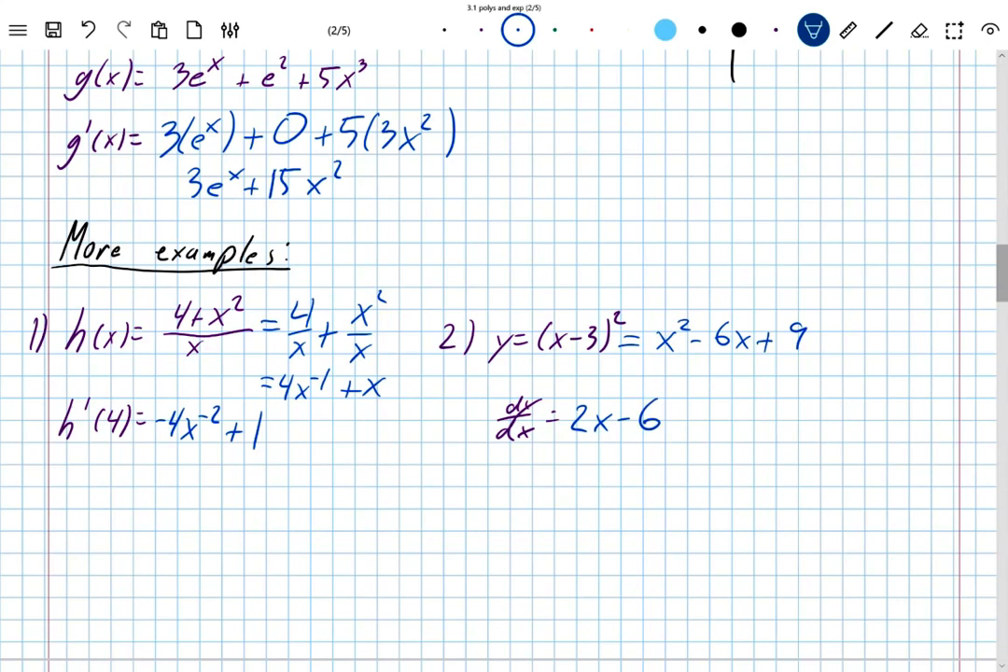Very nice, very nice. Maybe a quick warning here. There is still lots of stuff we don't know how to do. In particular, something like x e to the x. These two functions are multiplying each other. I don't know what to do about that. I don't know what to do about e to the 2x.